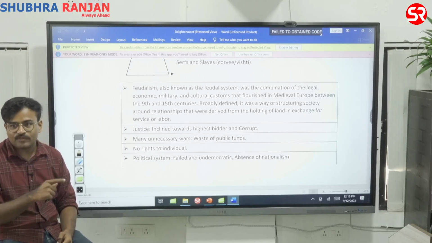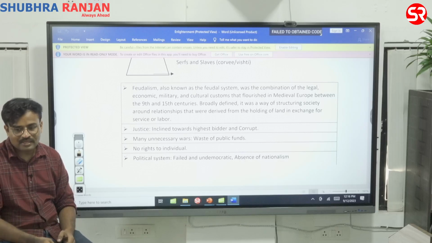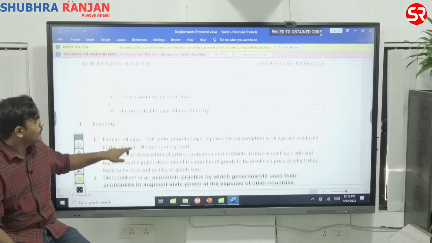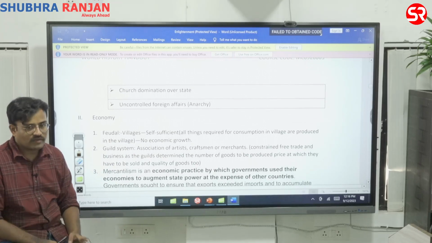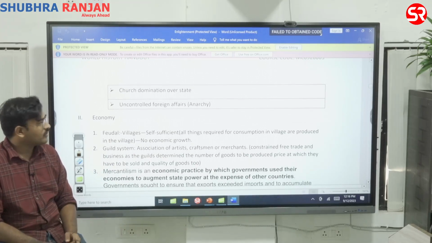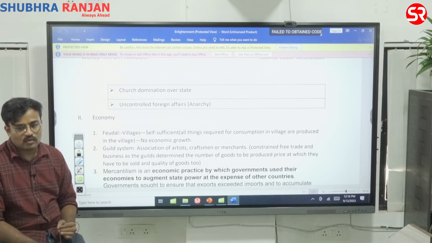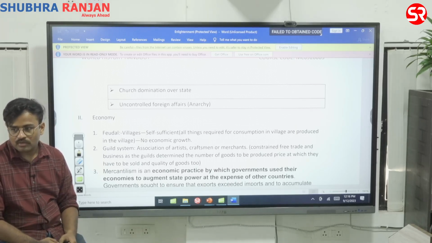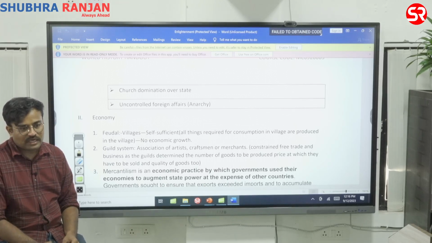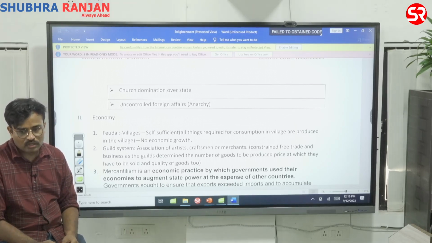And at the same time, there is absence of nationalism. There you write one statement: the boundaries of countries are drawn on the basis of king's power and are called territorial boundaries but not national boundaries.